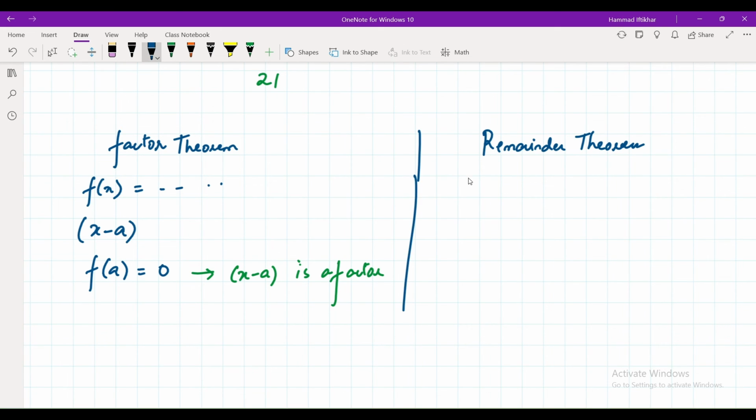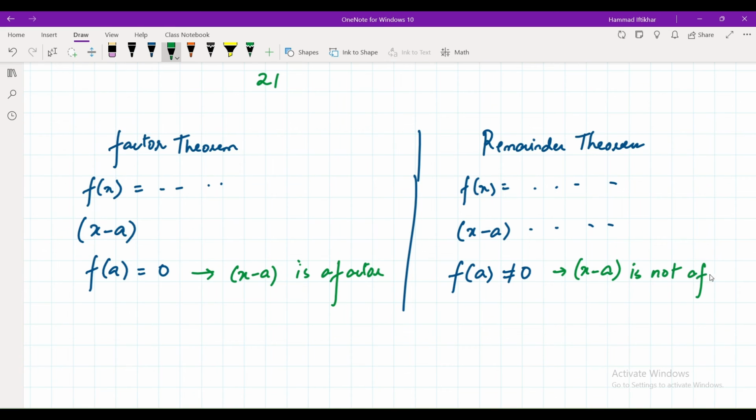On the other hand, we repeat the same process. F of x is the expression given. X minus a is a factor to test, or like an expression to test out with. If we are getting f of a not equal to 0, then that would mean that x minus a is not a factor. And the value that we get will be the remainder. So whether that remainder comes out as an expression or a constant value, that's a completely different thing.